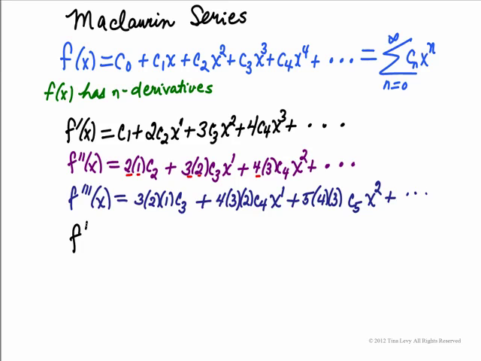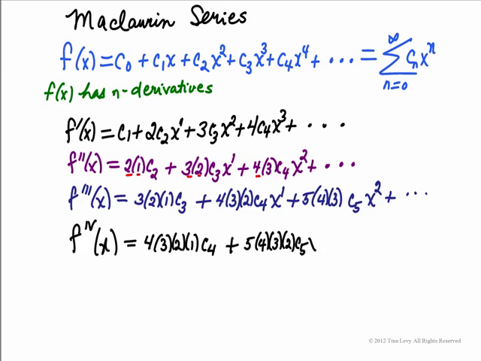The fourth derivative, again, the constant term disappears, and this becomes 4, 3, 2, 1, c4, x to the 0 is 1, and this is 5, 4, 3, 2, c5, x to the 1, and it goes on indefinitely. One thing we'll notice here, I have 2 times 1. I can think of that as 2 factorial. 3, 2, 1 is 3 factorial. 4, 3, 2, 1 is 4 factorial.